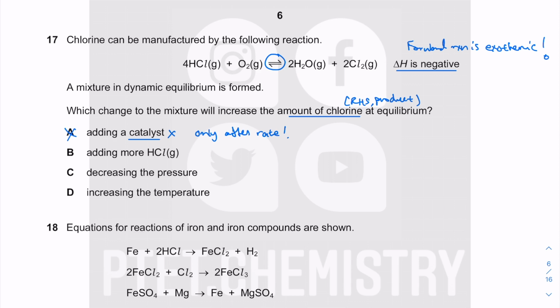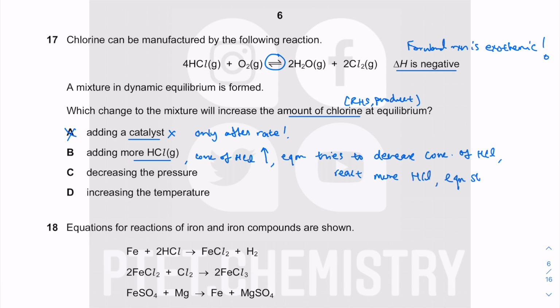All right, when you add more HCl, then the concentration of HCl increases. What will the equilibrium do? The equilibrium tries to do the opposite. It tries to decrease concentration of HCl. How? It will react more HCl. When you react more HCl, the equilibrium will shift to the right hand side. When the equilibrium shifts to the right hand side, you will get more Cl2, and that's in fact what we're looking for here. Alright, what about the next one?